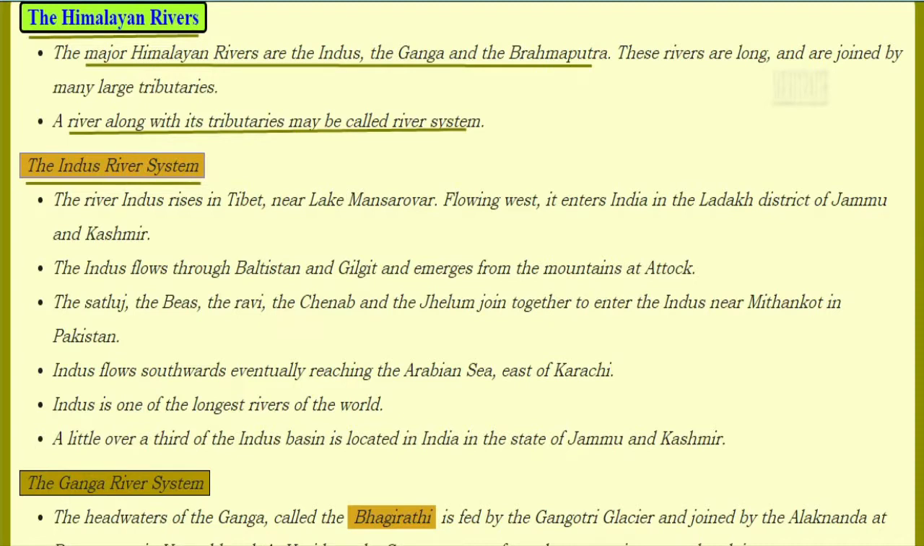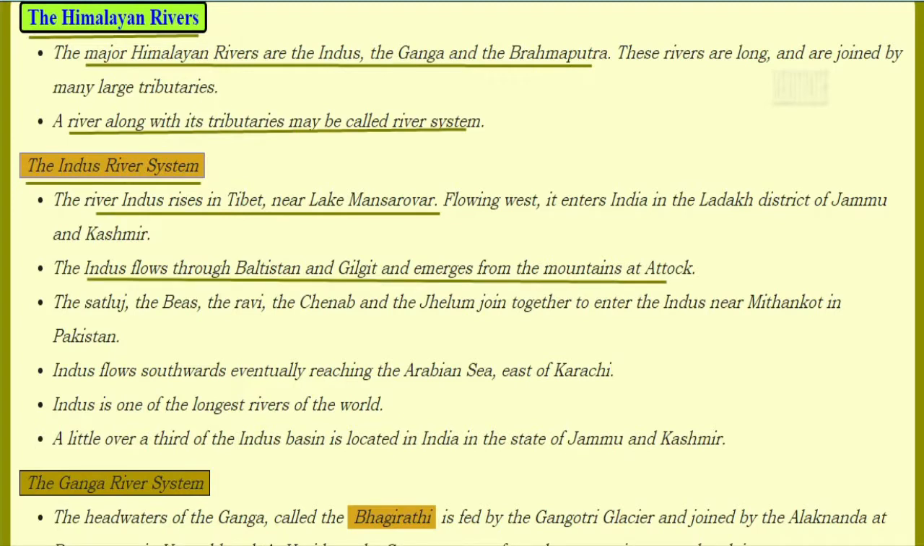Himalayan rivers. Main Himalayan rivers are Indus, Ganga and Brahmaputra. They are very long and joined by large tributaries. A river along with its tributaries together is called a river system. First, let's know about Indus river system. This river rises in Tibet near the lake Manas Sarovar, then flows towards the west direction. It enters India in the Ladakh district of Jammu and Kashmir.